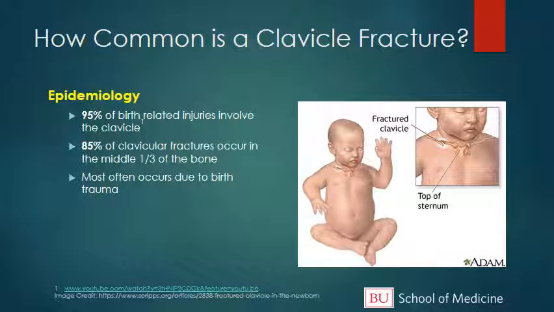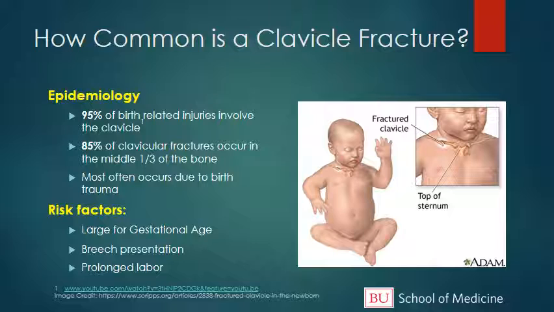The first injury we'll discuss is the clavicle fracture, which is the most common birth-related injury. Now, how common is this injury? Some studies have shown that of recorded birth-related injuries, up to 95% involve the clavicle. When assessing for these injuries, it's important to note that 85% occur in the middle third of the bone, which is the most susceptible to injury. Most often, these fractures occur due to birth trauma, commonly due to difficulty in the shoulders passing through the birth canal.